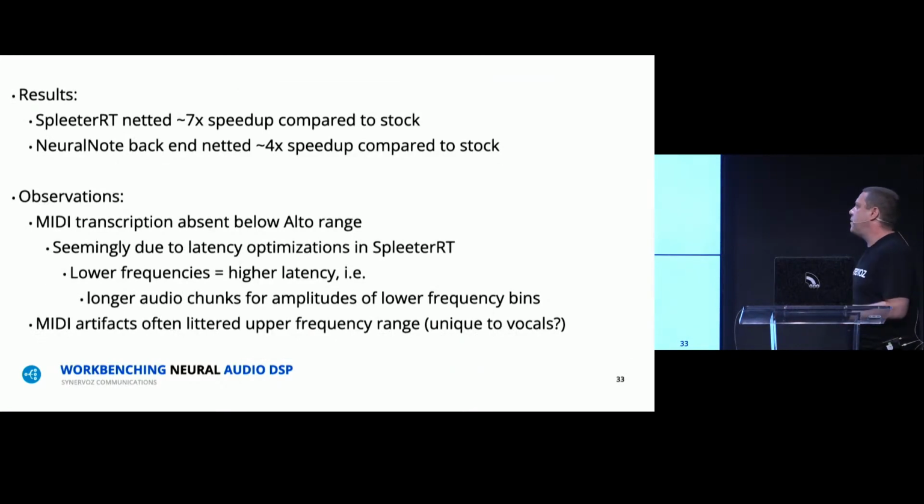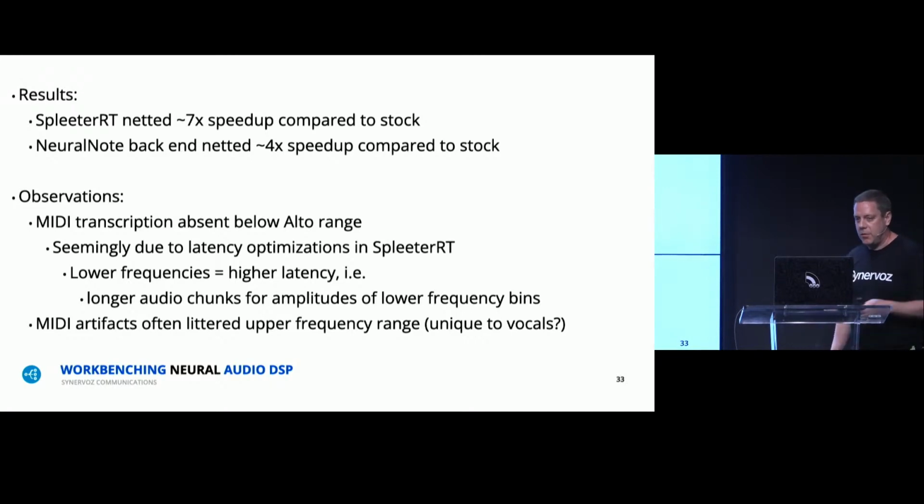So the results, I would say, are, roughly speaking, Splitter RT is about a 7x speed up over the baseline. Neural Note is also much faster in its implementation, about 4x in that case. And some observations I found, and that's why the jury's still out on the results.